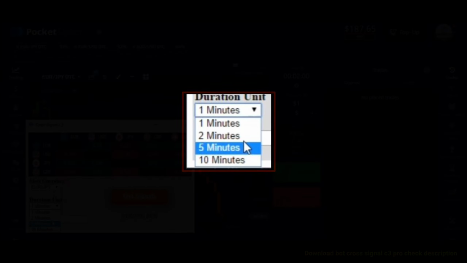Here is the time frame of the C3 cross signal bot that you can use in trading this time. Here I use a 5-minute time frame.